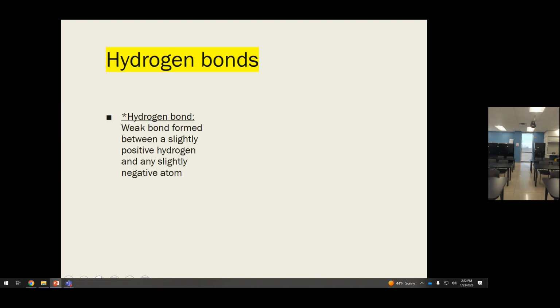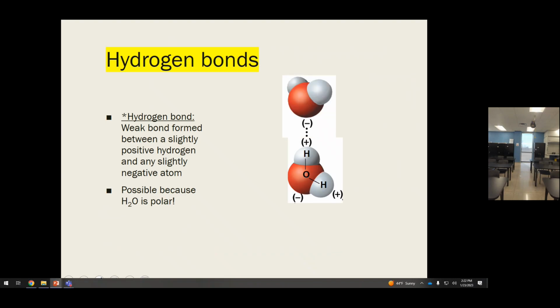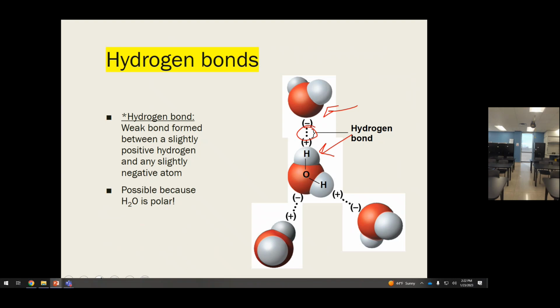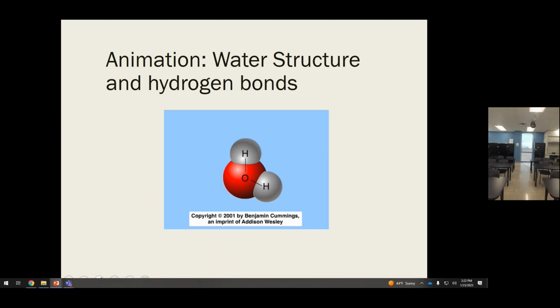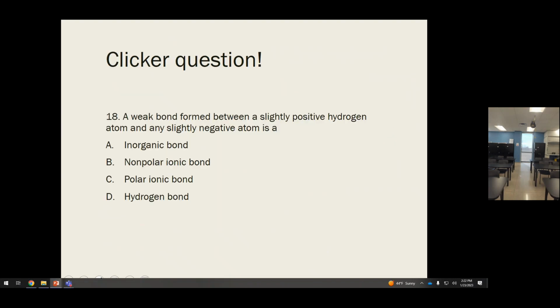All right, let's talk about bonds. A hydrogen bond is a weak bond formed between a slightly positive hydrogen and any slightly negative atom. So in this case, we have a slightly positive hydrogen of water and a slightly negative oxygen of water. And this dotted line represents a weak hydrogen bond. Water can bond with other waters through hydrogen bonding. This is possible because water is polar. Clicker question number 18. The correct answer is D.